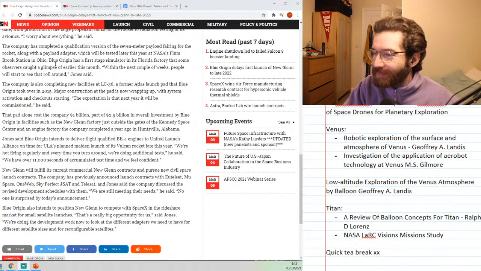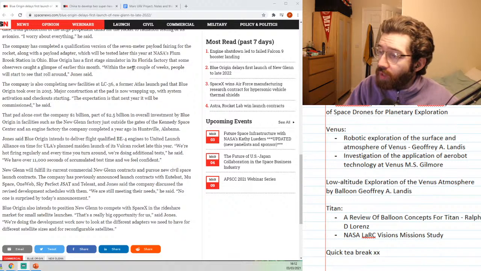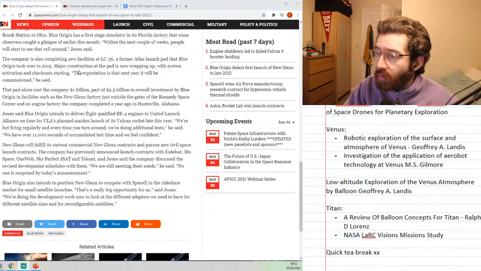Oh god. The company has completed a qualification version of the 7-meter payload fairing for the rocket along with a payload adapter, which will be tested later this year at NASA's Plum Brook Station in Ohio. Blue Origin has a first stage simulator in its Florida factory that some observers caught a glimpse of earlier this month. Within the next couple of weeks, people will start to see that roll around, Jones said. The company is also completing the new facilities at LC-36, a former Atlas launch pad that Blue Origin took over in 2015. Major construction at the pad is now wrapping up, with system activation and checkout starting. The expectation is that next year it'll be commissioned.